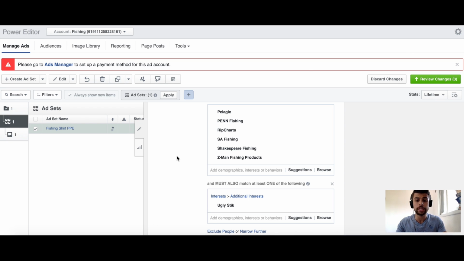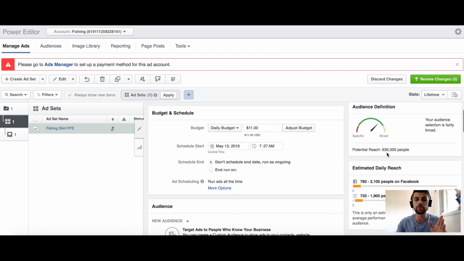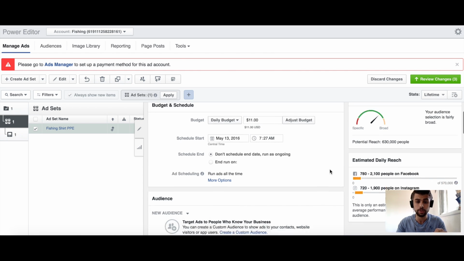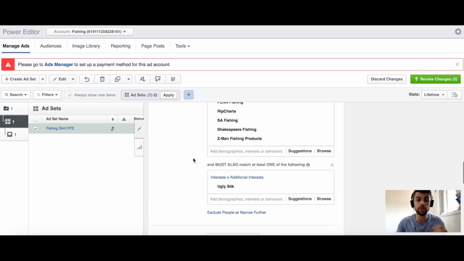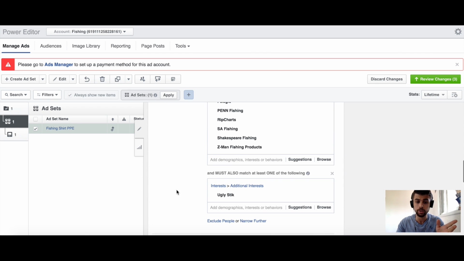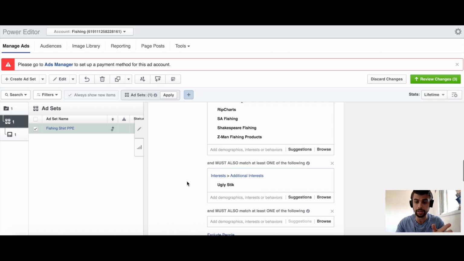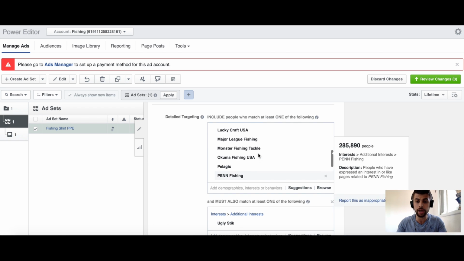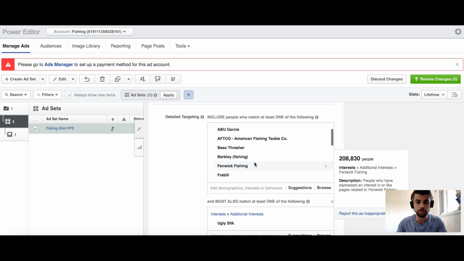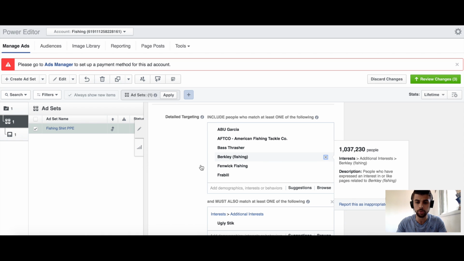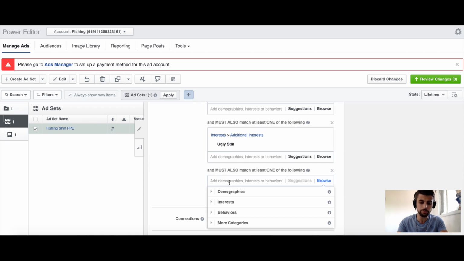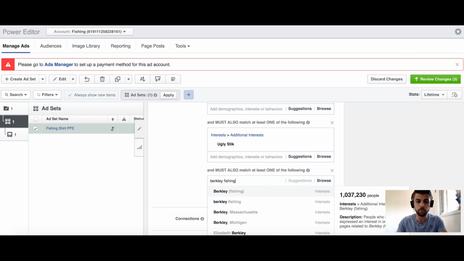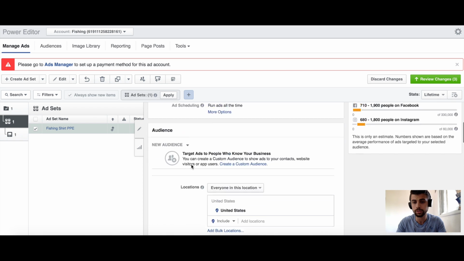You get it? Now I like to go up to about 100 to 200,000 people. That's like my sweet spot. Okay, so if we're gonna basically continue to narrow even further than that and dial even deeper into the niche, we're gonna look for the highest one. If I remember correctly, yeah, it was Berkeley fishing. We're gonna remove that, and we are going to just put that in.